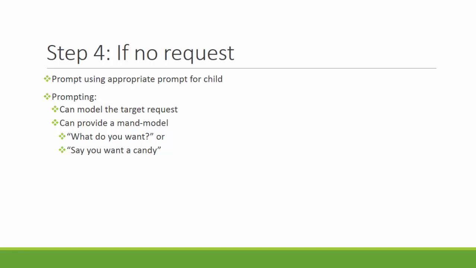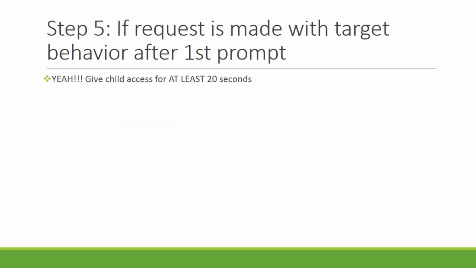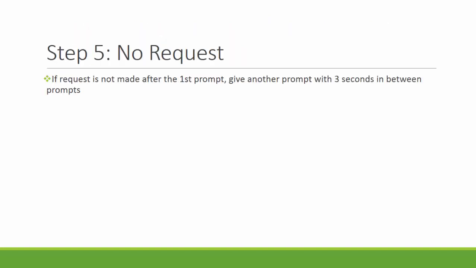So just a reminder, you can model the target response, or you can provide a mand model by saying, "What do you want?" or say you want candy. And then if a request is made with the target behavior after the first prompt, awesome, give the child access for at least 20 seconds and record the prompt level that you had to use. If there is no request, give them another 3 seconds and then provide another prompt.